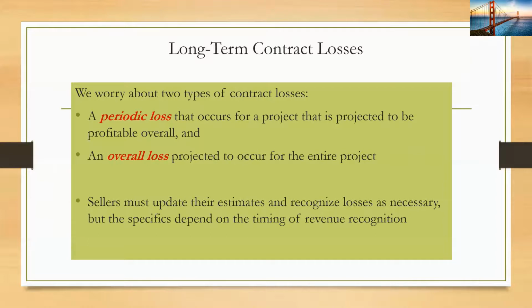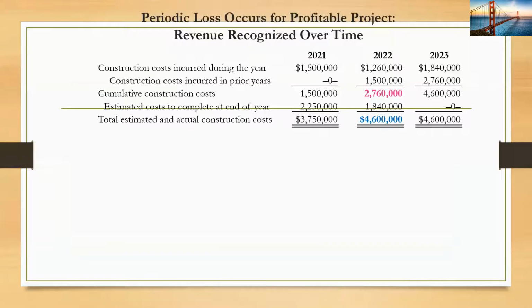A loss could either be a periodic loss that occurs for an overall profitable project or projected on the entire project. Then you would have to consider the periodic losses only if the revenue is recognized over time, but you also have to consider overall losses regardless of the timing of the revenue recognition. When a project qualifies for revenue recognition over time, a loss sometimes must be recognized in at least one period along the way, even though the project as a whole is expected to be profitable.